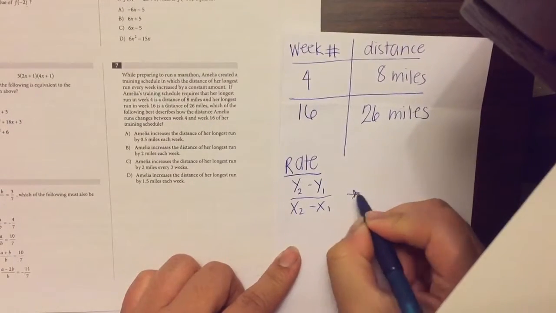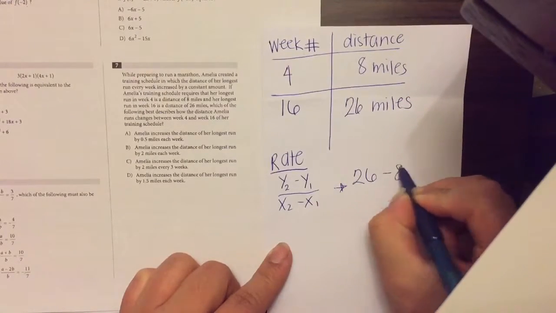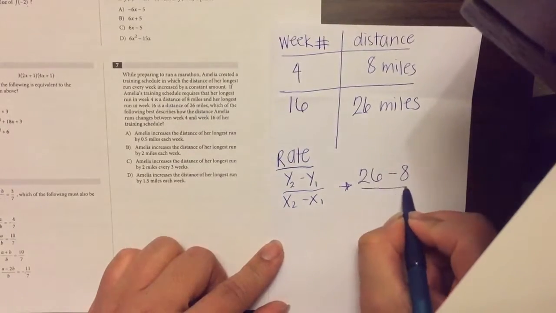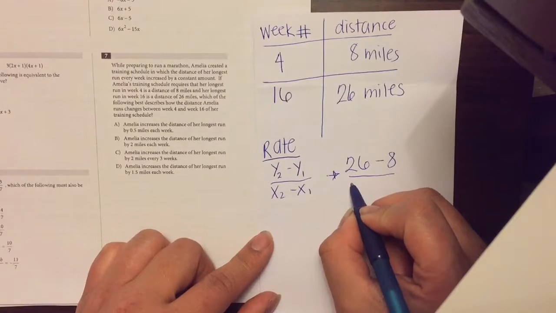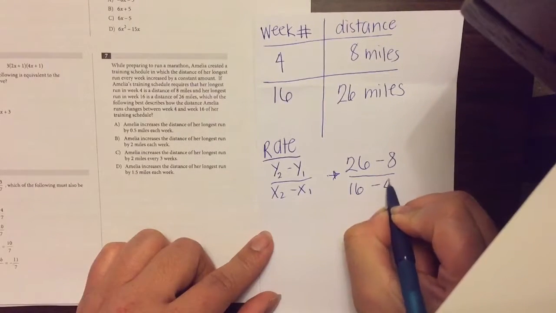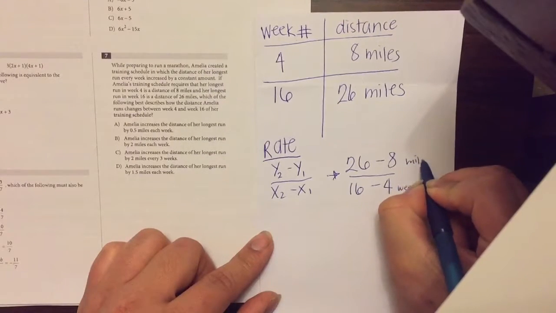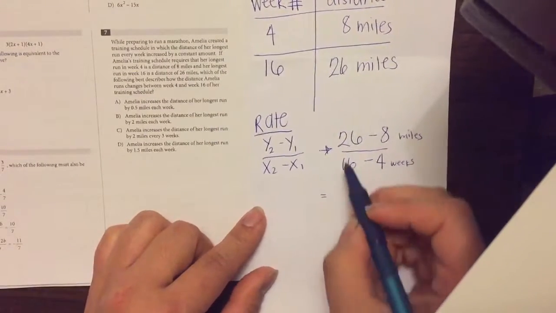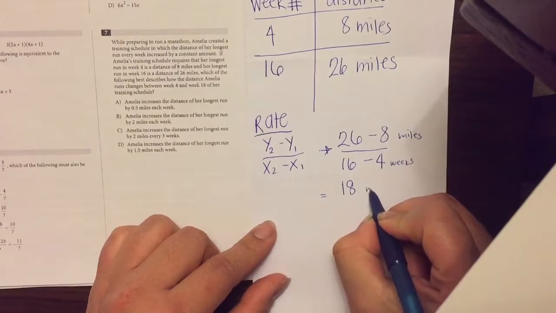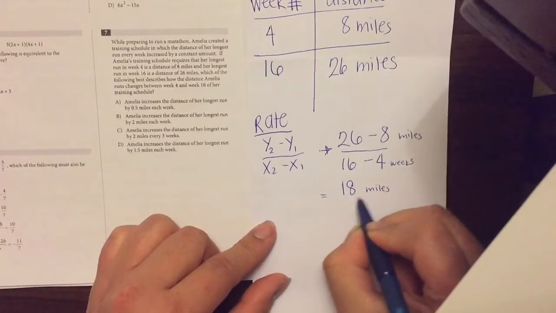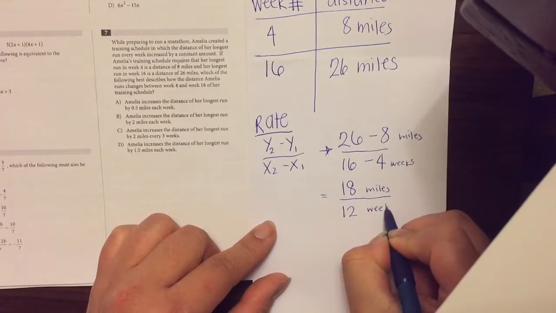So this would be y2 minus y1, 26 minus 8, right? That's how much the mileage is changing over a period of 16 minus 4 weeks. 16 minus 4 is 12. Oops, let me write it down first. Right? I'm going to write down the units here, weeks and miles. So basically we can see the rate here is changing. 26 minus 8 is 18. Right? It's changing by 18 miles over a span of 12 weeks.